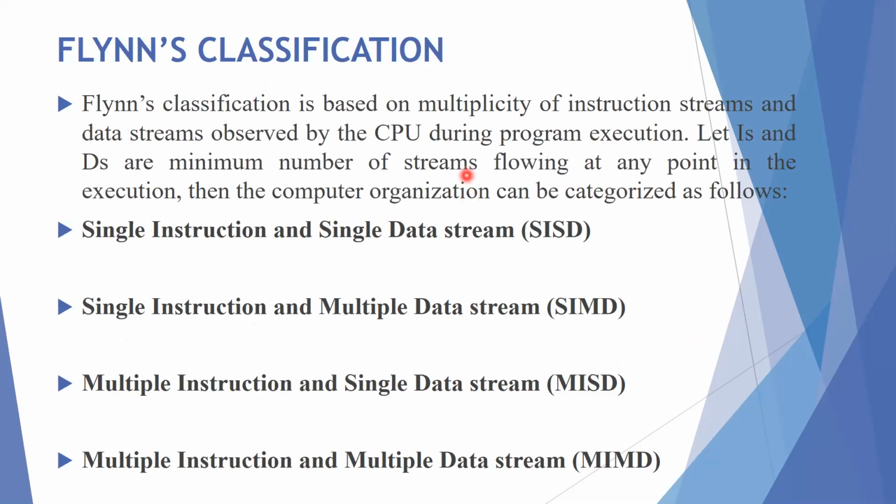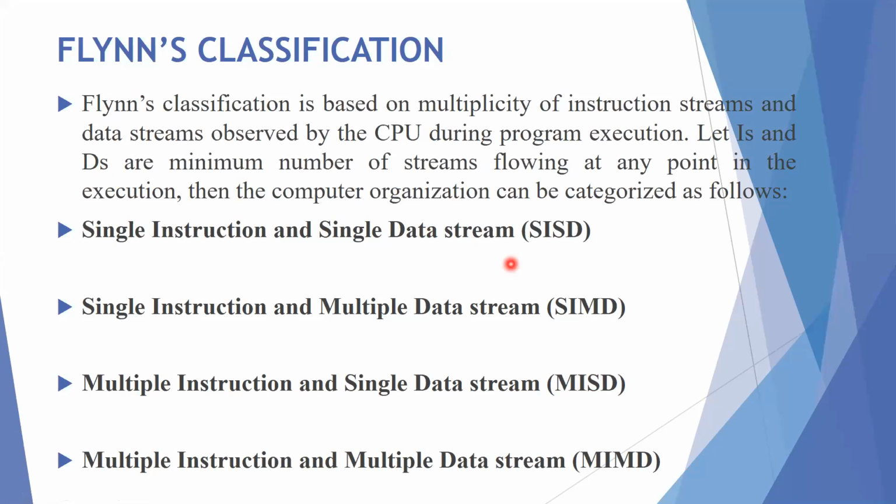We denote I as the instruction stream and D as the data stream, right? The computer organizations can be basically of four main types. We can have single instruction, single data stream.